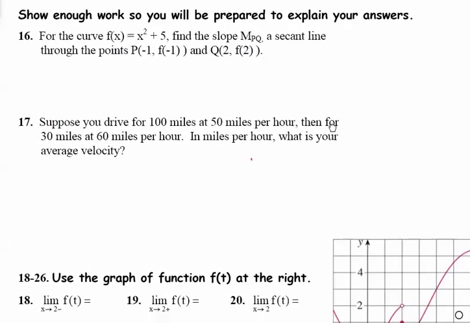All right, let's see about 16. I think some of these look familiar. Point P, we need to find the y coordinate, and point Q, we need to find the y coordinate. And then we'll be able to find the equation of the line. Secant is just a line that passes through 2 points of a function. So when we put -1 into our function, we get 6. When we put 2 into our function, we have 9.